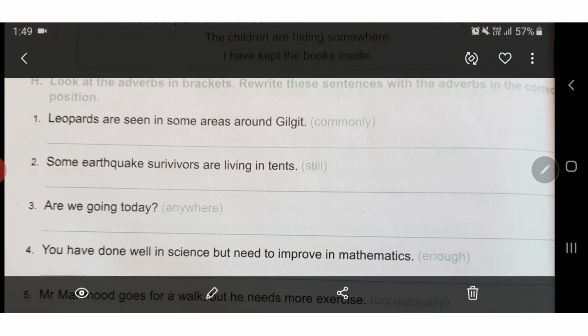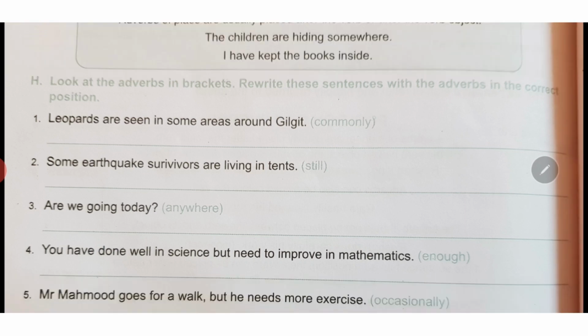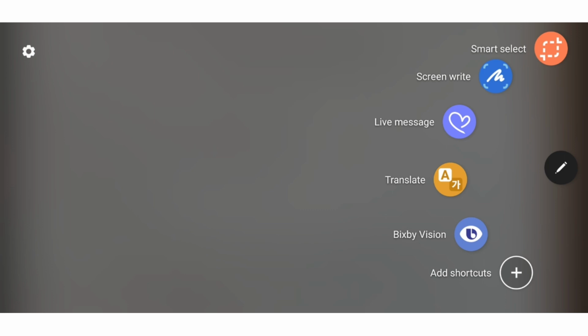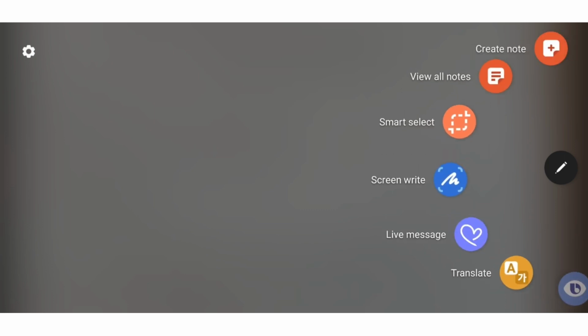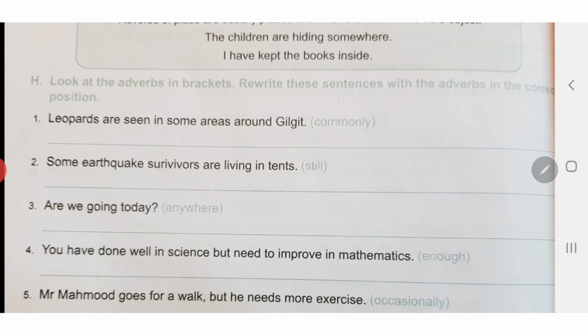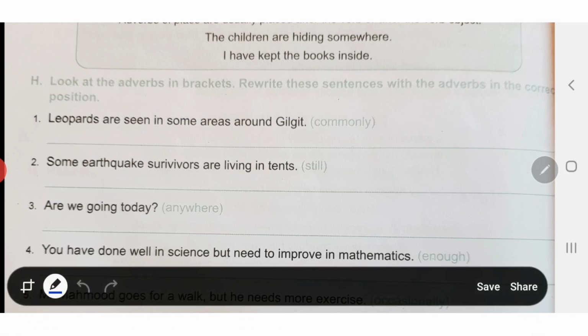Okay, now you see, students, question number 1, exercise H says, look at the adverbs in brackets, rewrite the sentences with the adverbs in the correct position. So now you see, number 1 says leopards are seen in some areas around Gilgit. Bracket says commonly. Now we have to find out what kind of adverb commonly is. Commonly is an adverb of degree. It gives you an idea about when you go there, like you can see them all the time. Means there are so many of them. Okay. So students, are here is the helping verb. Okay. Now let's put it and let's start writing.